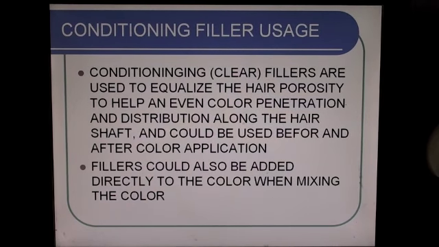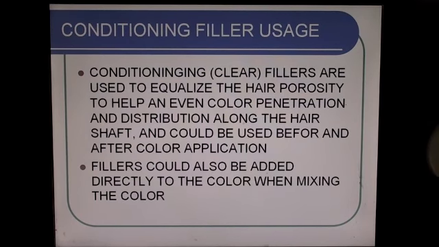Conditioning filler usage. Conditioning filler is clear filler, meaning it does not have color. Conditioning fillers are used to equalize the hair porosity, to help an even color penetration and distribution along the hair shaft, and could be used before and after color application. Conditioning fillers could be applied before you apply the color. It could also be added directly to the color when mixing. You can mix the color with peroxide, add a conditioning filler, a little capful, which will help equalize the porosity.